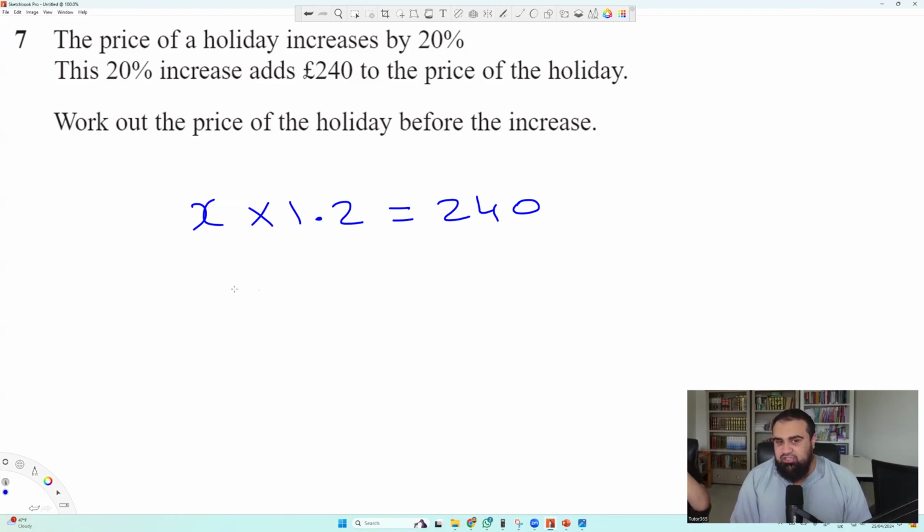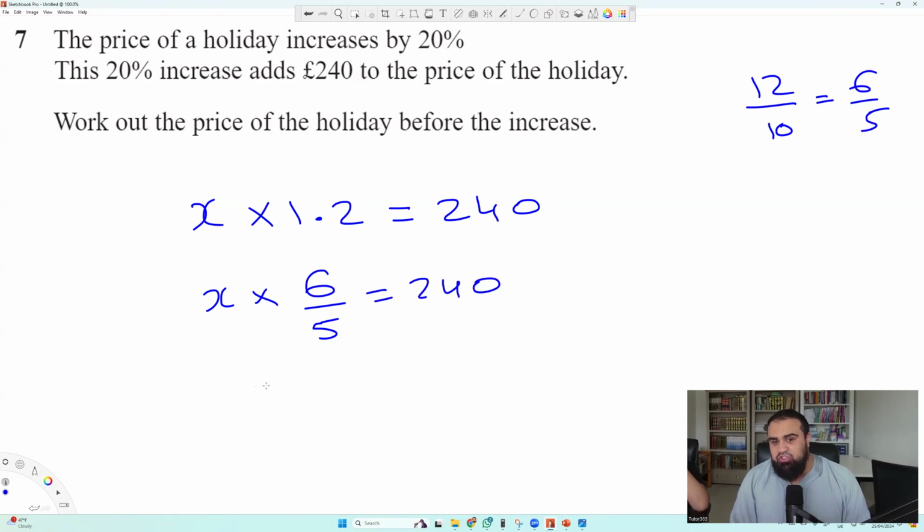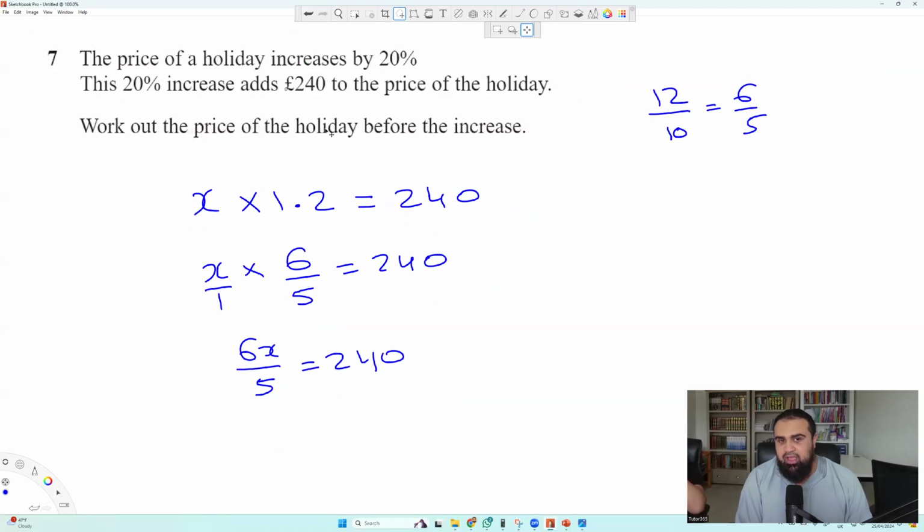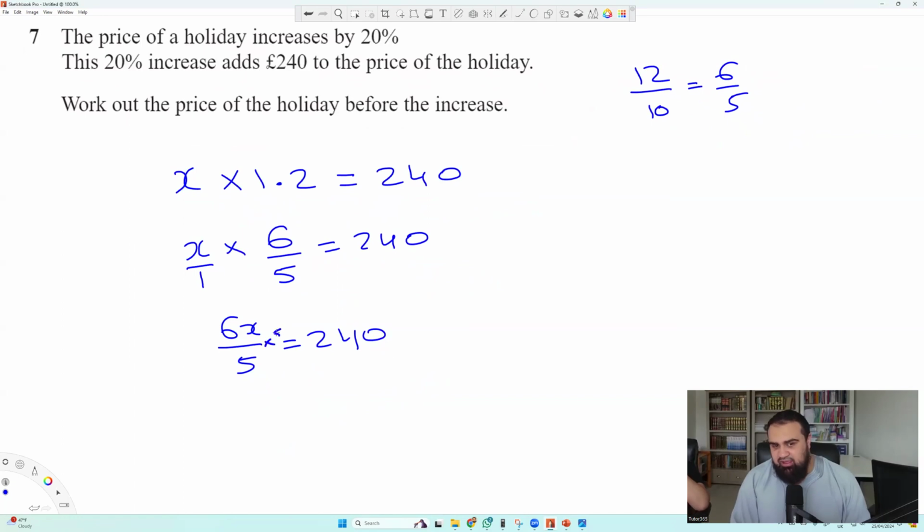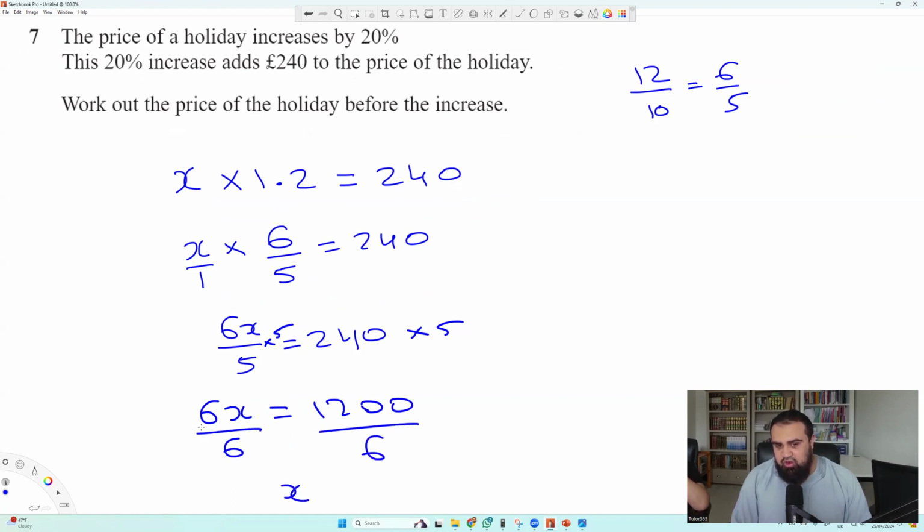But 1.2 can be written as a fraction, and the fraction is 6 over 5. Because basically it can be written as 12 over 10, which then equals 6 over 5, equals 240. So then what you have, x over 1, you have 6x over 5 is equal to 240 pounds, right? And then you times both sides by 5, which gives you 6x equals 1,200. And then you divide both sides by 6. And so the original equals, please don't mess up, what is the answer? It's equal to 200 pounds.